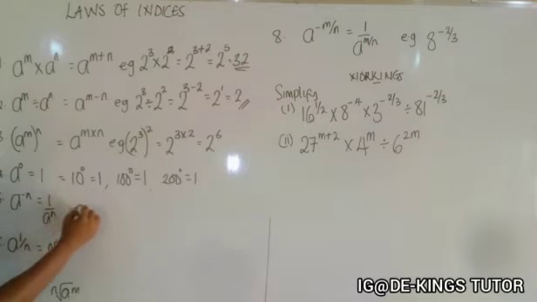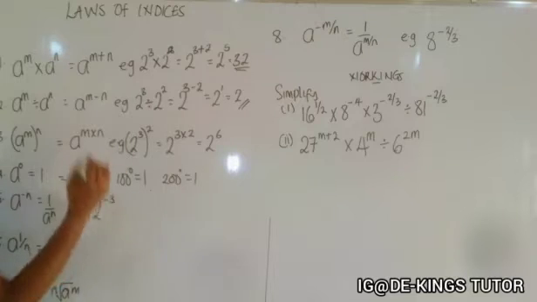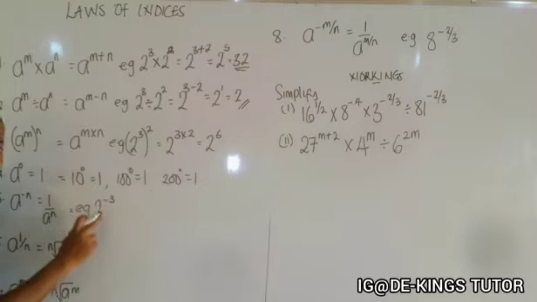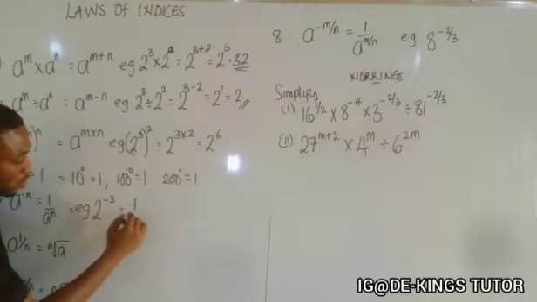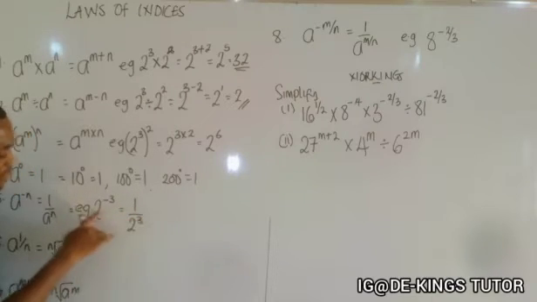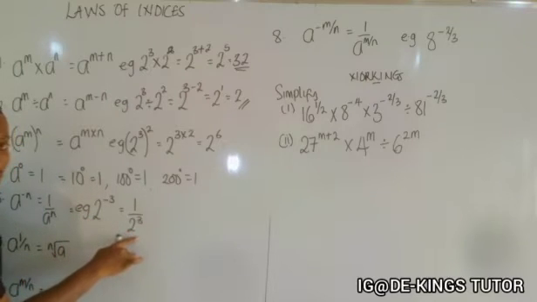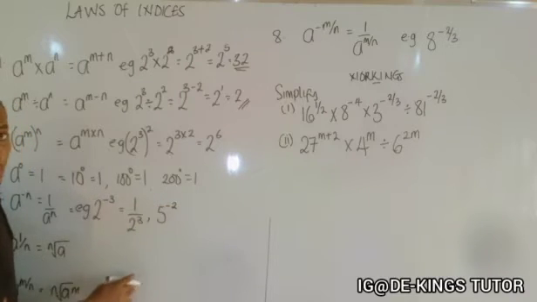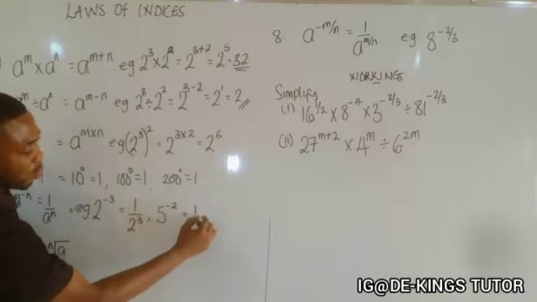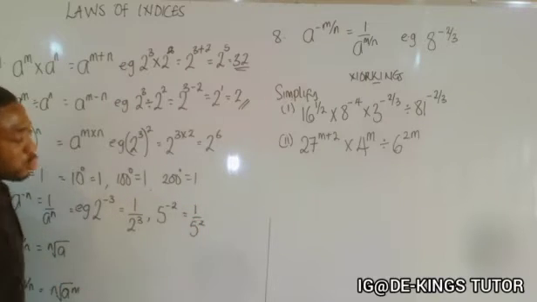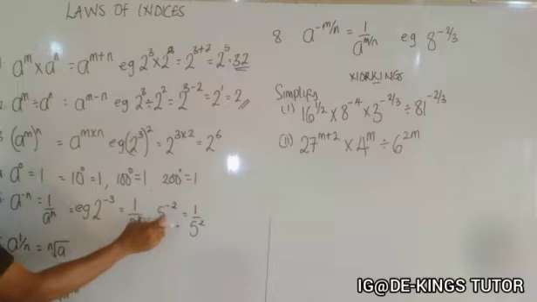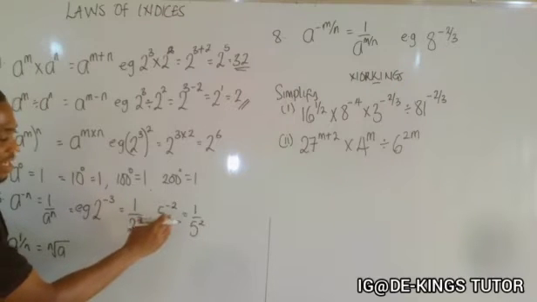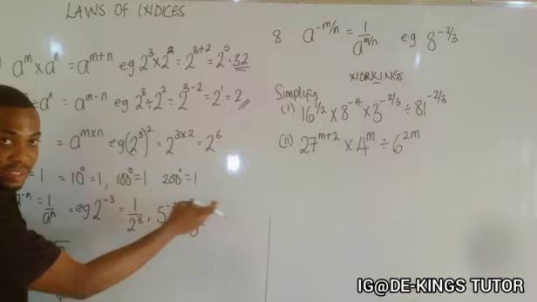For example, if we have 2^(-3), it is equal to 1 over 2^3. 2^(-3) equals 1 over 2^3. The same way, if we have 5^(-2), it is written as 1 over 5 raised to the power of what? 2.